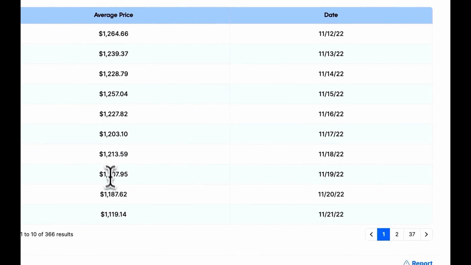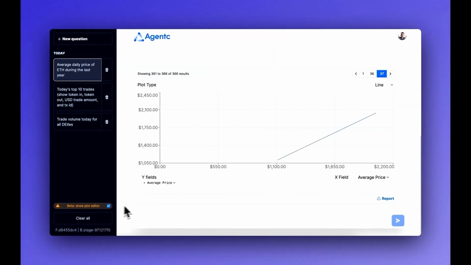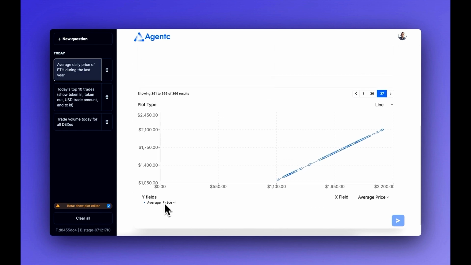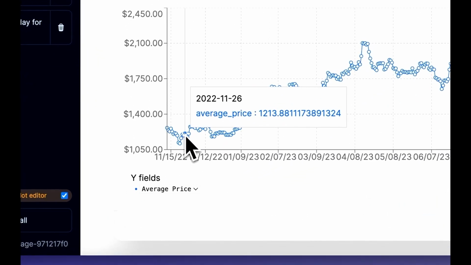Here, in a moment, I'll show you some beta plotting capabilities, so you can also visualize the data. Right now, it's semi-manual. So in this case, I need to change the x-axis to show the date. And now you can hover over and see the price.